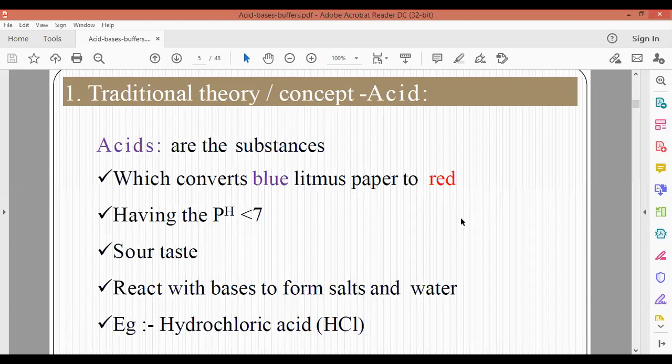According to the traditional theory, what is meant by acids? Acids are the substances which convert blue litmus paper to red.